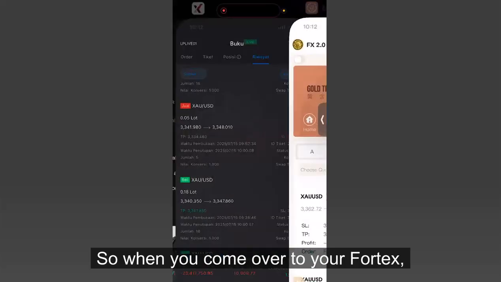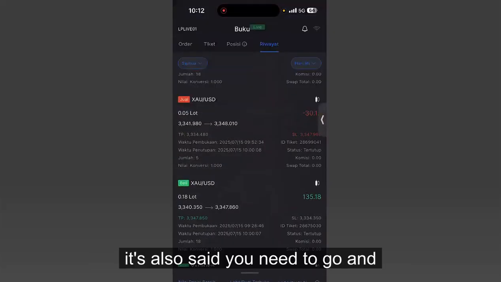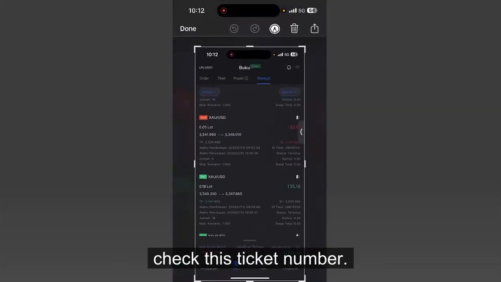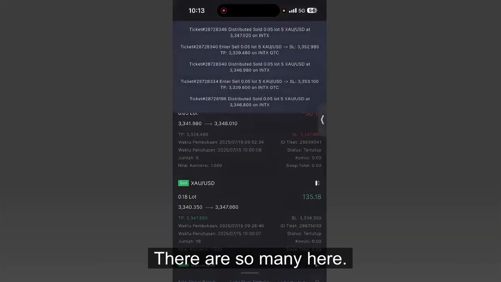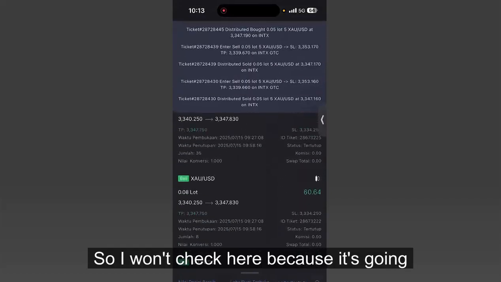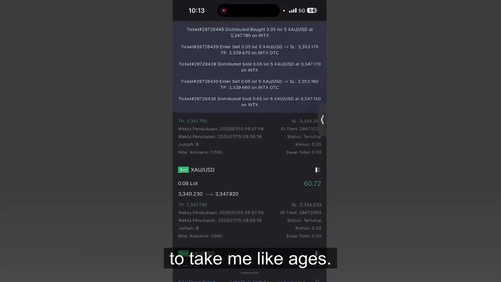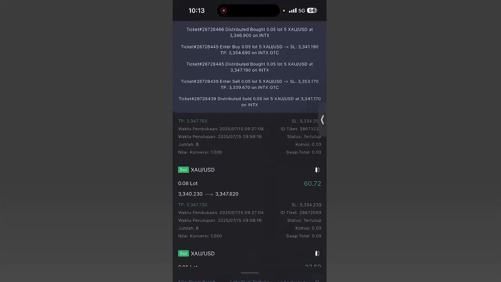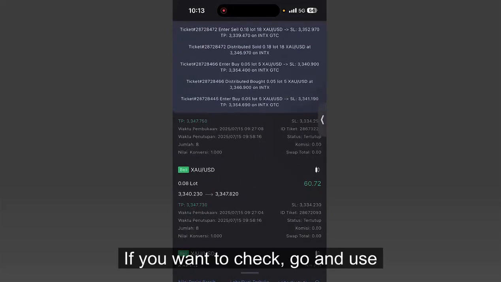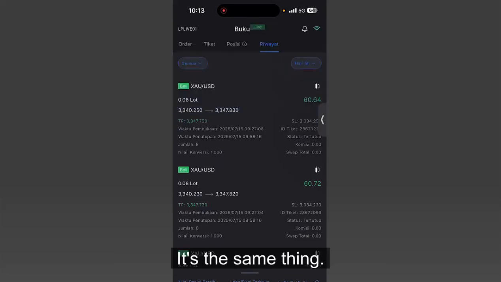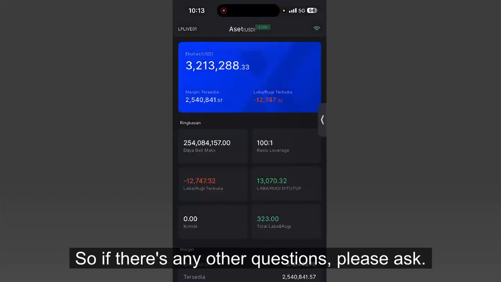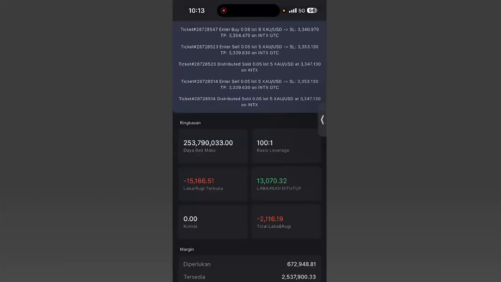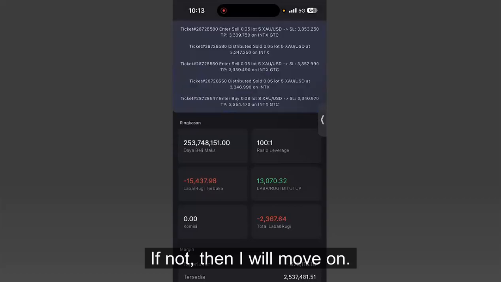So when you come over to your Fortex, it's also the same. You need to go and check this ticket number. This one is the ticket number that you can check. There are so many here, so I won't track here because it's gonna take me ages. If you want to check, go and use your PC. It's the same thing. Go to PC and download Fortex will do. All right. So if there are any other questions, please ask. If not, then I will move on.